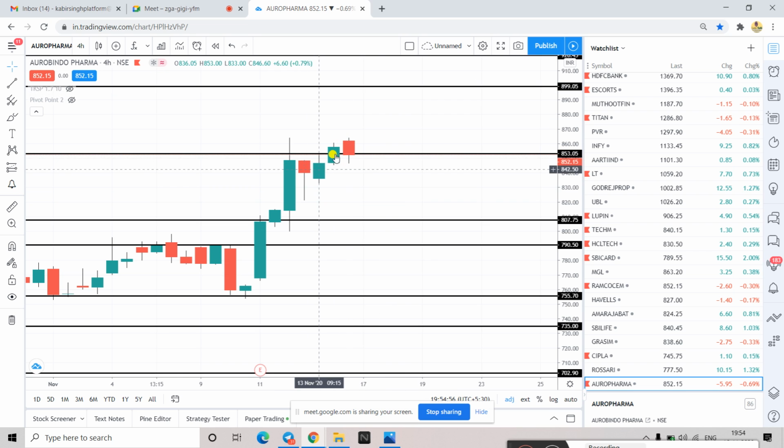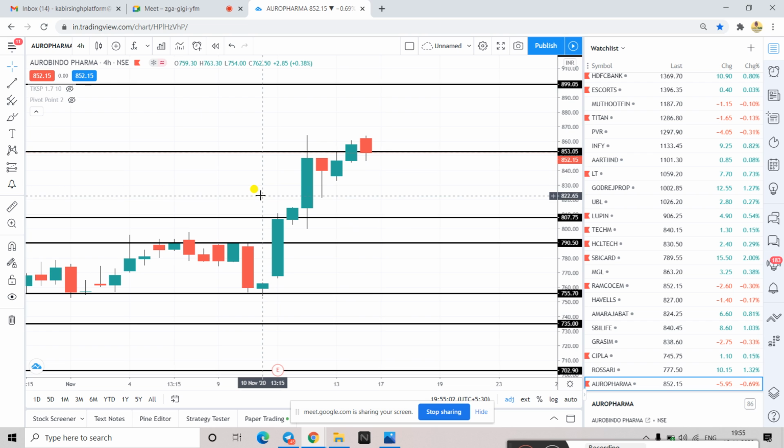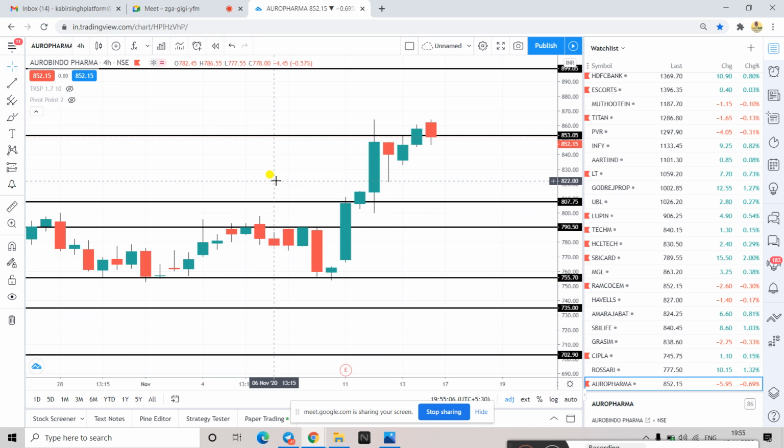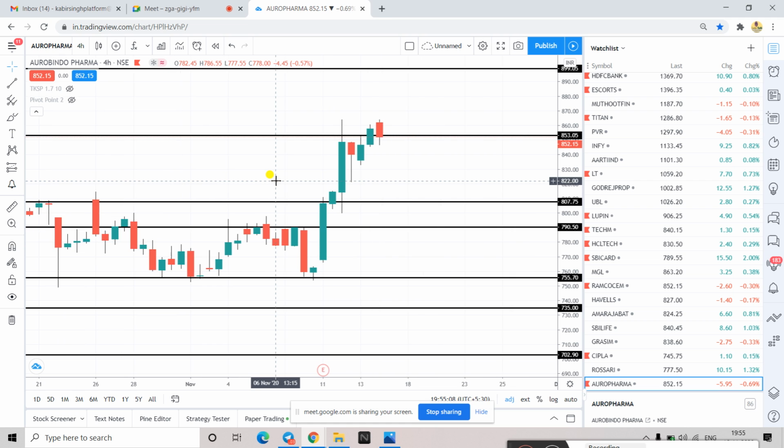I'll be covering how you can enter in these kinds of scenarios. We'll cover that as well. It is a very big topic, so we'll have it in the next few days. Now coming back to it, we'll try to draw trend lines in this somewhere.